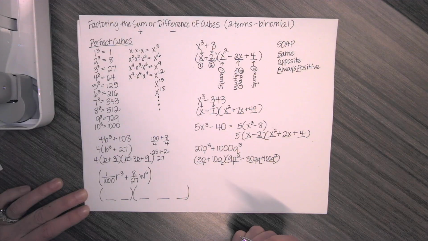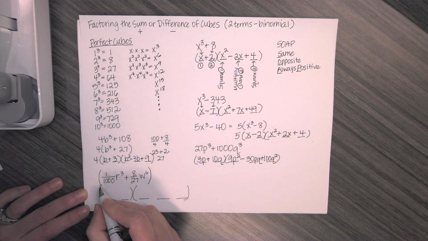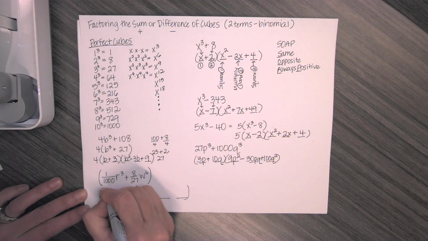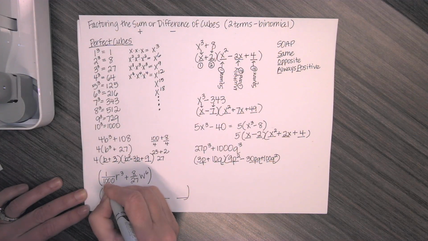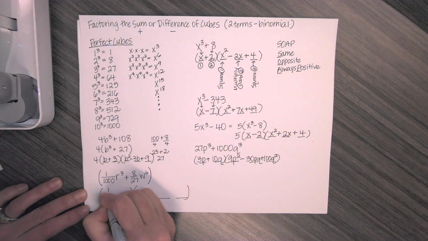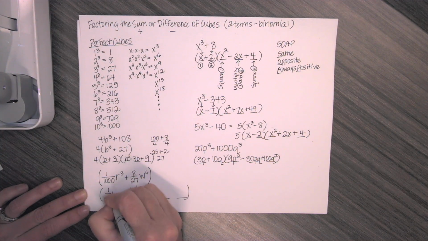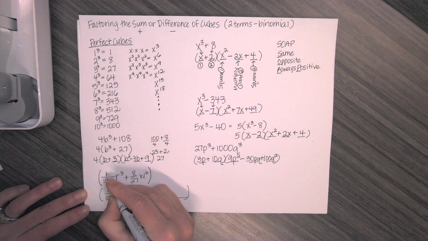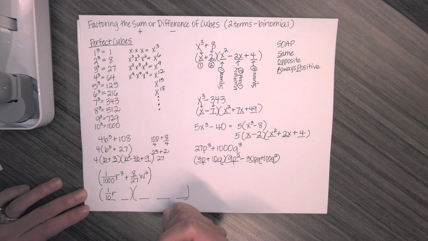All right, so when we go to take cube roots of fractions, just do it in parts. The cube root of 1 is 1. The cube root of 1,000 is 10. And the cube root of r cubed is r. Okay, so I just did each part individually.